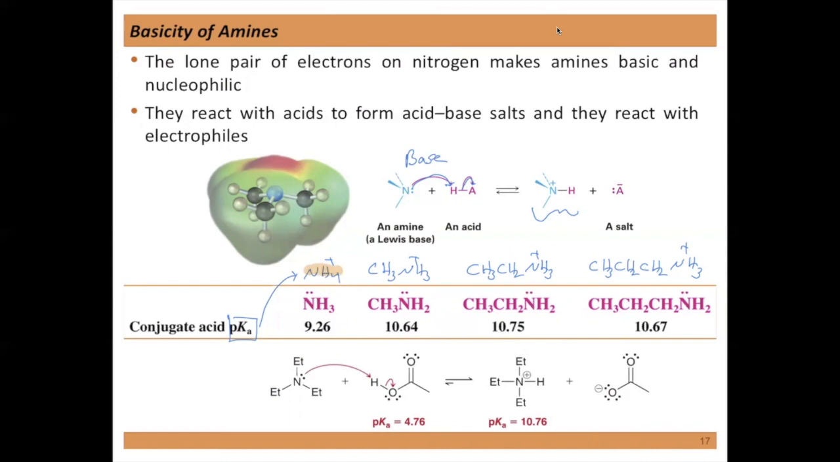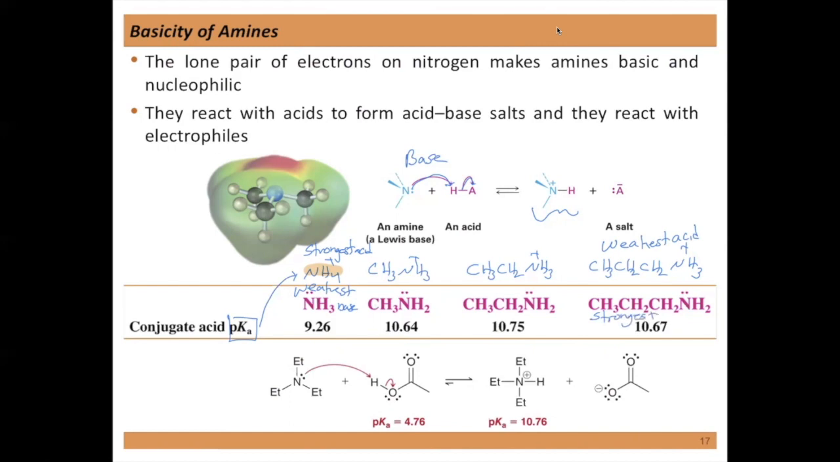So what does that mean about its conjugate base? This is the weakest base because it is the strongest acid. And then the one on the far right is the weakest acid because it has the highest pKa. So therefore it is the strongest base.